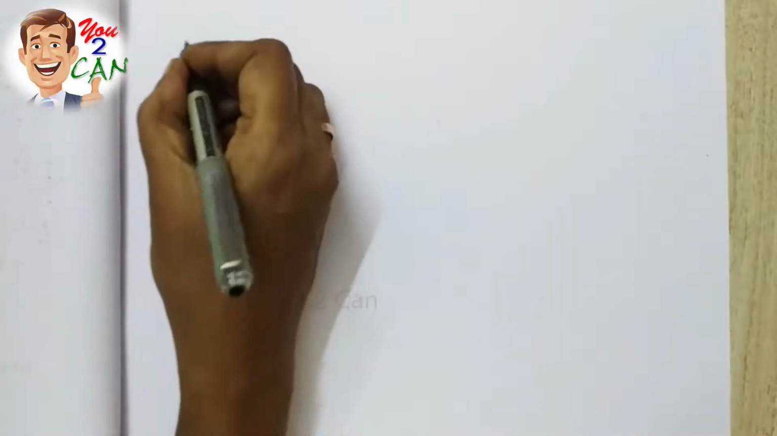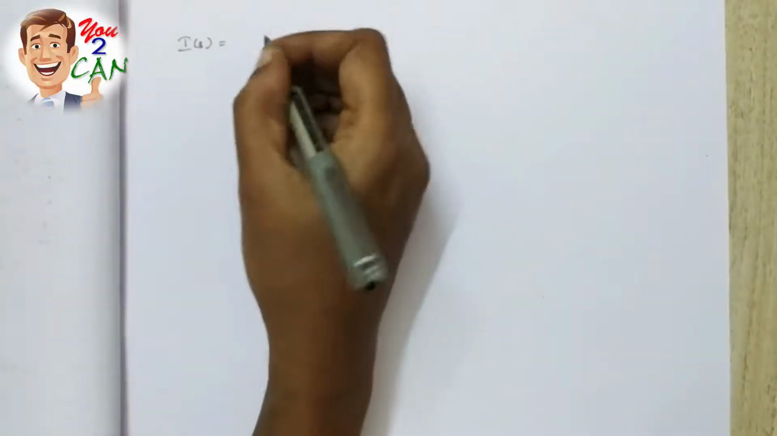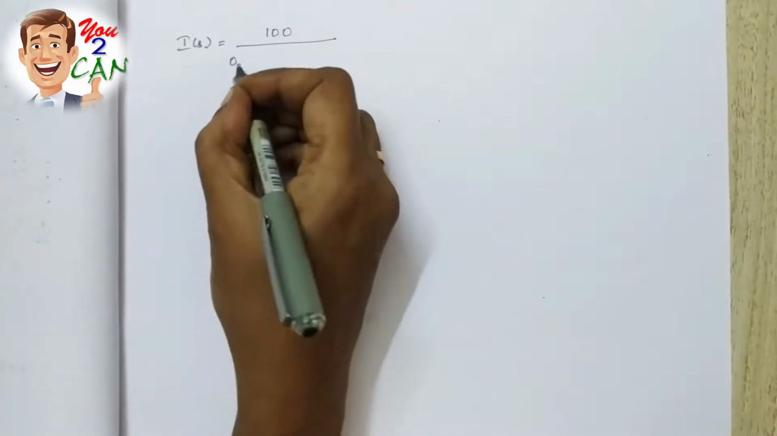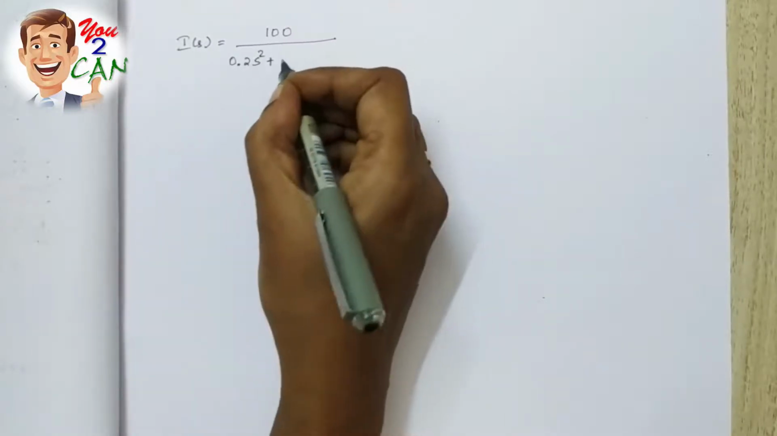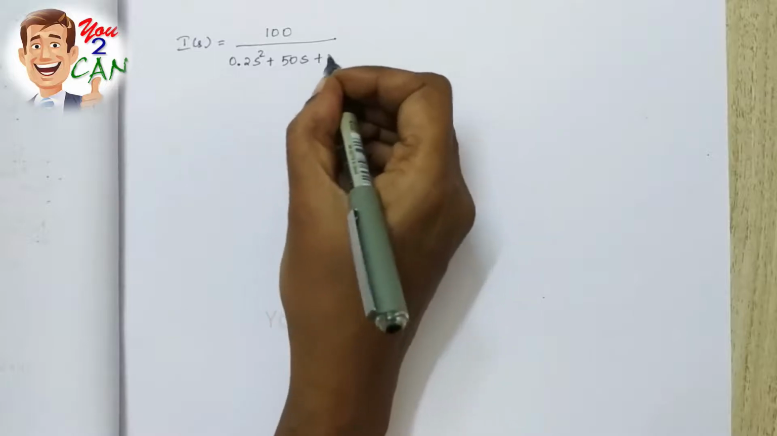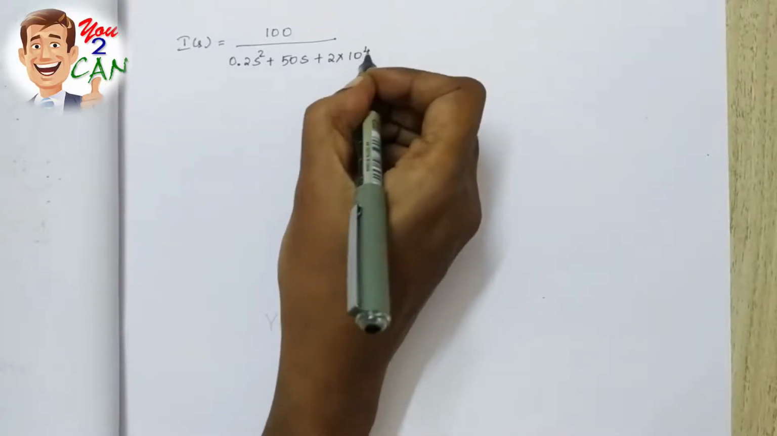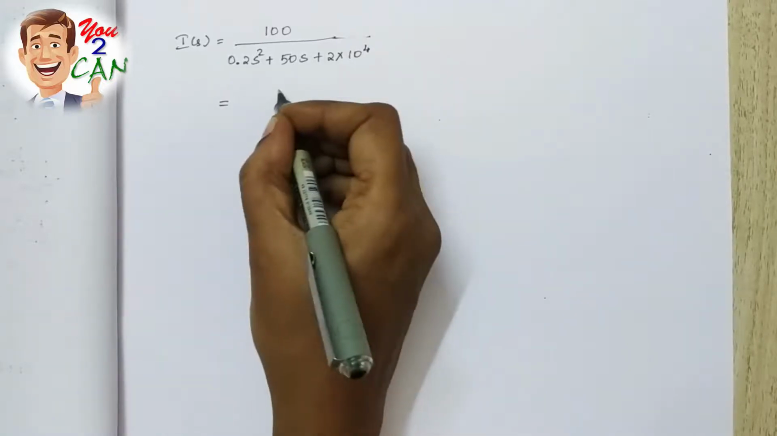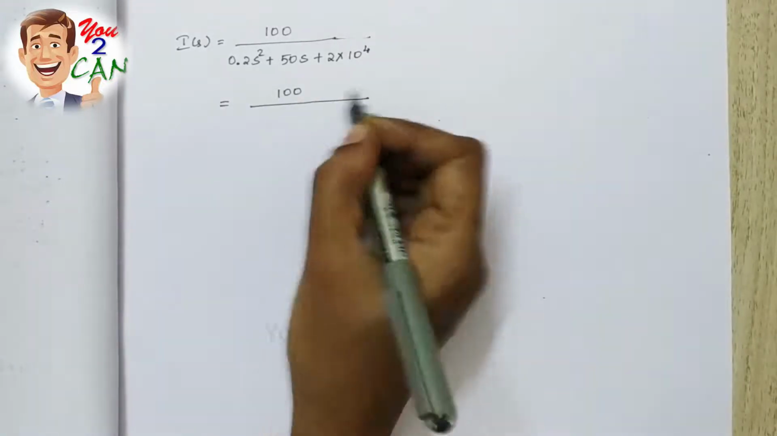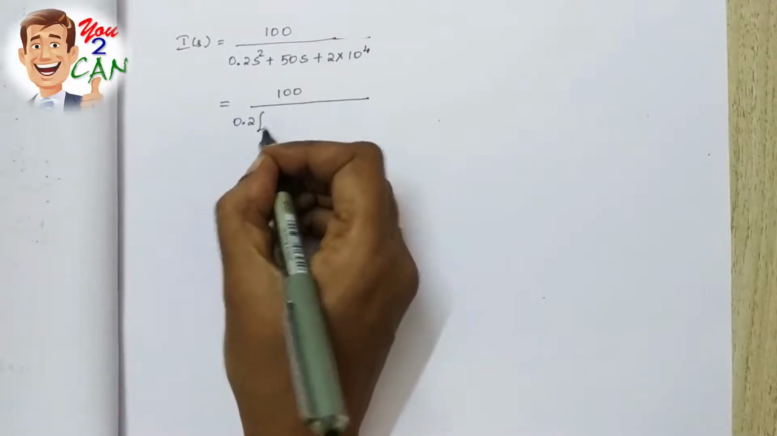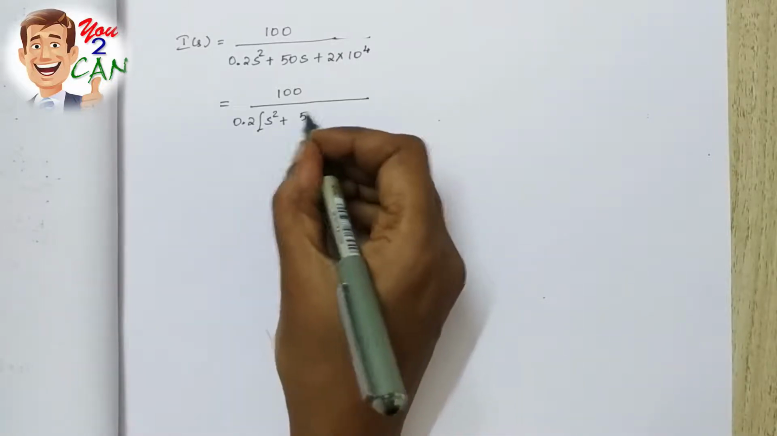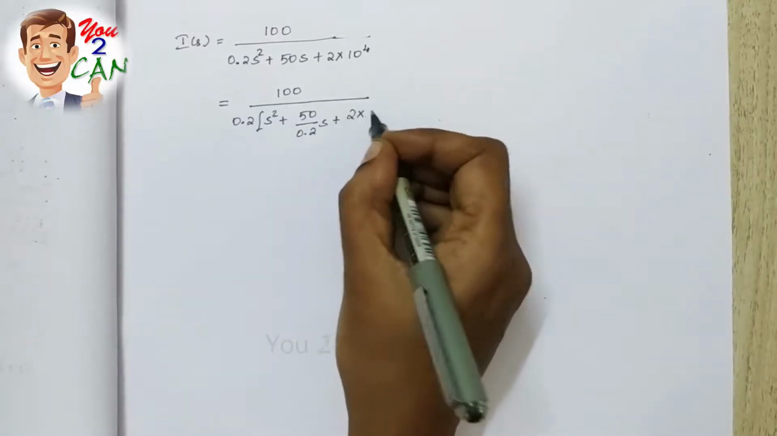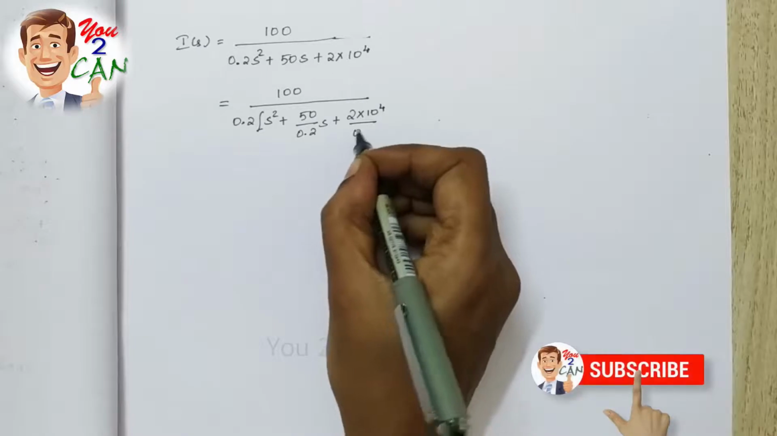Now arrange this denominator in an order. So 100 divided by 0.2 s squared plus 50s plus 2 into 10 power 4. That is s squared, s term and constant term. So take the coefficient of s squared outside, that is 0.2 into s squared plus 50 by 0.2 s plus 2 into 10 power 4 by 0.2.